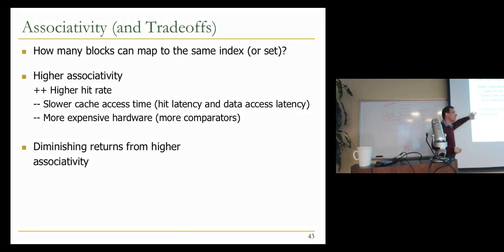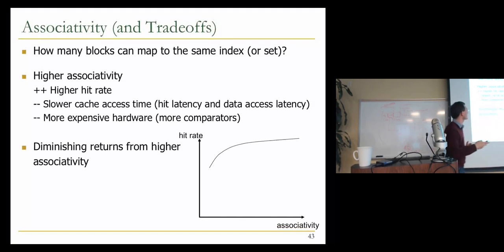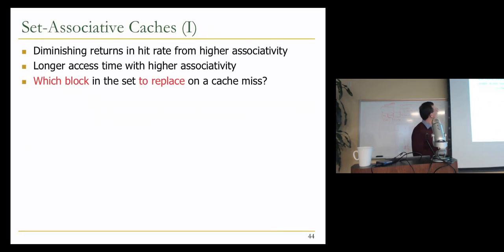And it turns out, empirically, people have found you get diminishing returns from higher associativity, because you reduce one conflict miss by going from direct map to two-way associative. Going to a four-way associative and eight-way associative buys you only diminishing returns. So the curve looks like this. This is associativity and this is hit rate. Going from 1 to 2 buys you a lot in many cases. But 2 to 4 buys you less. 4 to 8 buys you less. 8 to 16 buys you less and less. Okay. So these are basically what we talked about.